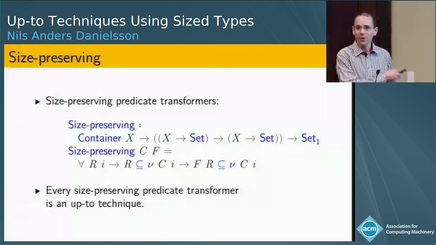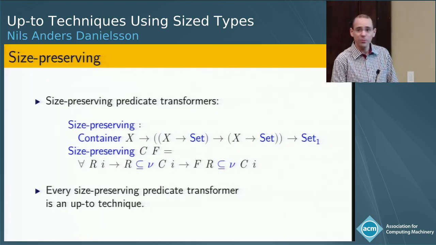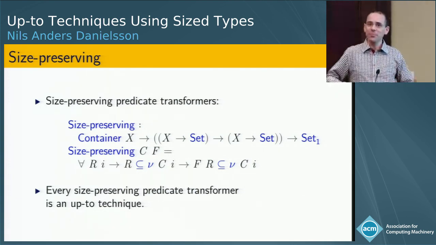So this is the full definition of what it means for a predicate transformer to be size preserving. If you're working with some functor and you have this predicate transformer, then this predicate transformer is size preserving with respect to this functor if for any predicate R, if this predicate is below the ith stage of the greatest fixed point of the functor, then F R should be below the ith stage. That's the condition.